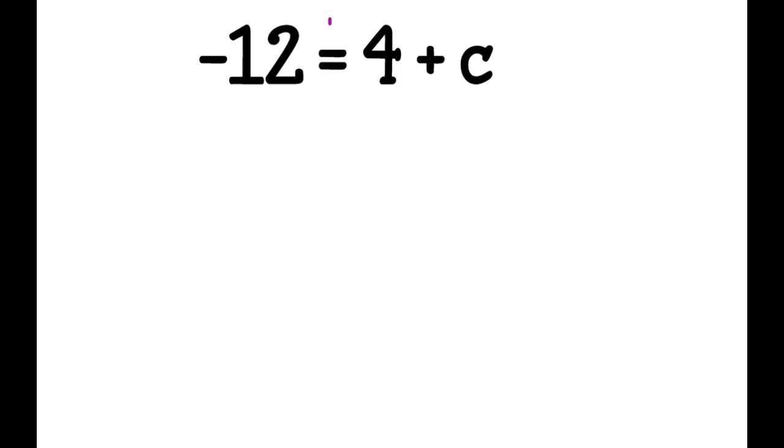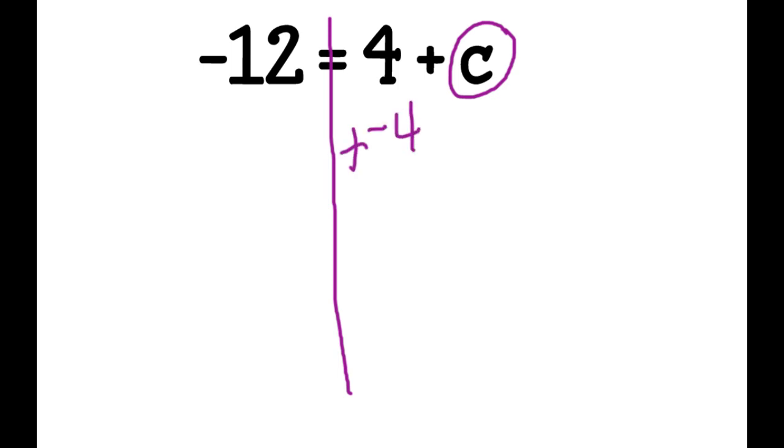So I'm going to draw my line, and I have negative 12 on one side and then 4 plus c on the other. I'm going to circle my variable c, so I'm trying to get it by itself. I have a positive 4, so to get c by itself, I'm going to add a negative 4, and what you do to one side, you must do to the other, so I'm going to add a negative 4 over here as well.